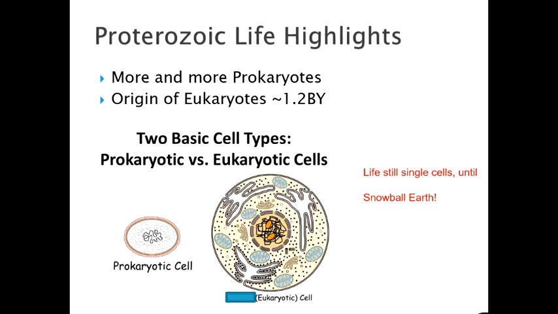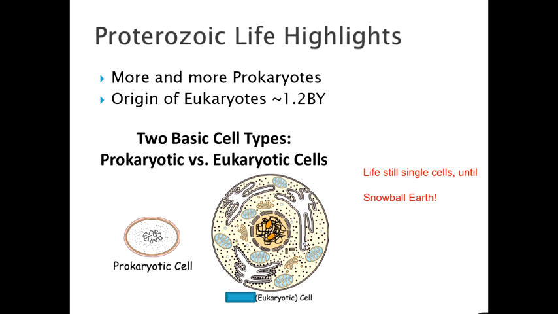Life highlights, many more things happen, and if I were a different professor, I'd really emphasize this. I have colleagues whose research interests are Proterozoic, and so they'll spend weeks on this stuff, but I want to get through this to the next stage, the Paleozoic. But one of the key things that I can't gloss over in the Proterozoic is that we get more and more prokaryotes of all different kinds, and then we have the origin of the cell type that we call the eukaryotes at about 1.2 billion years old.